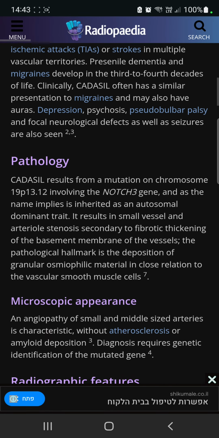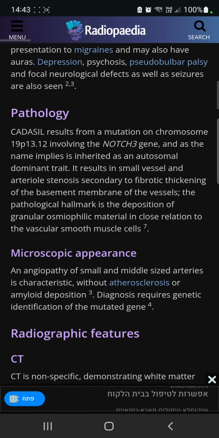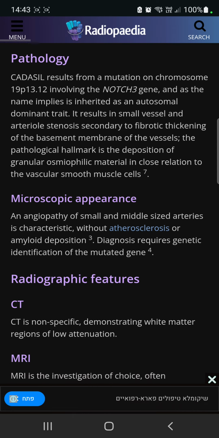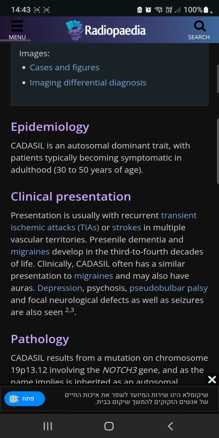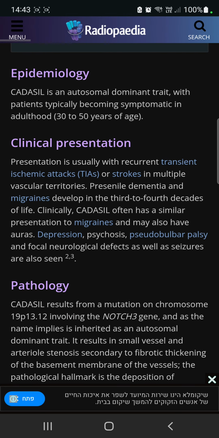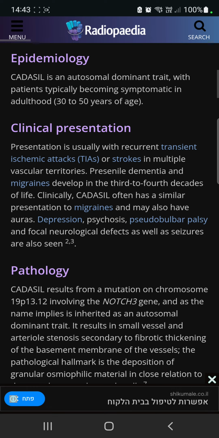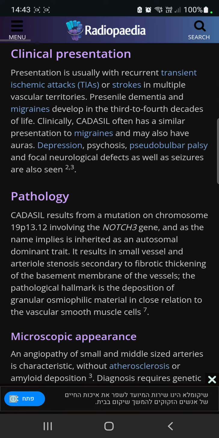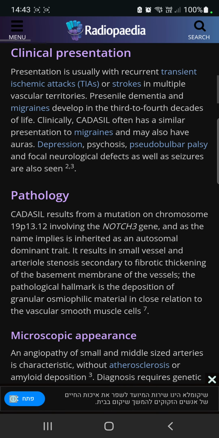You can see the resulting mutation on chromosome this and this involving the Notch3. Again, this is the stem of the disease. And again, clinically, the patient presents with TIAs, with strokes. Now, the areas that are usually involved in those patients are the subcortical area in the white matter, basal ganglia. Migraine is common in those patients, and eventually it may lead to dementia.